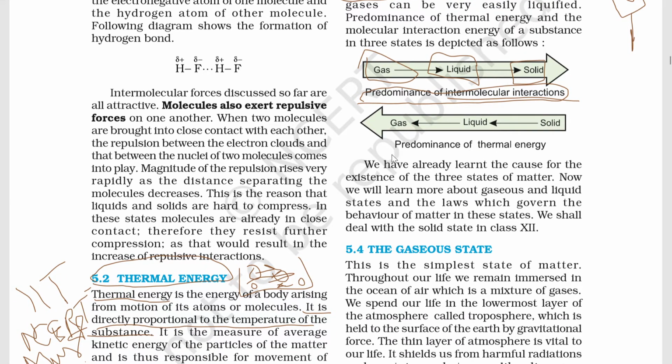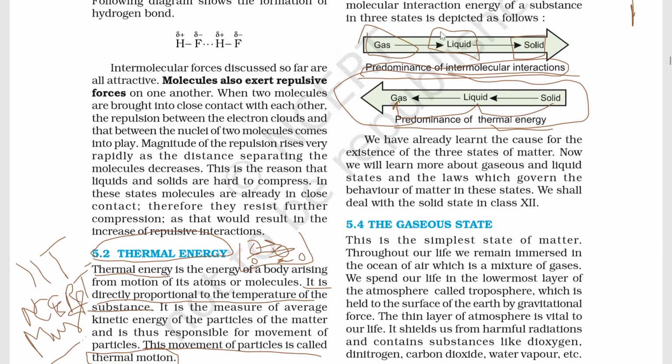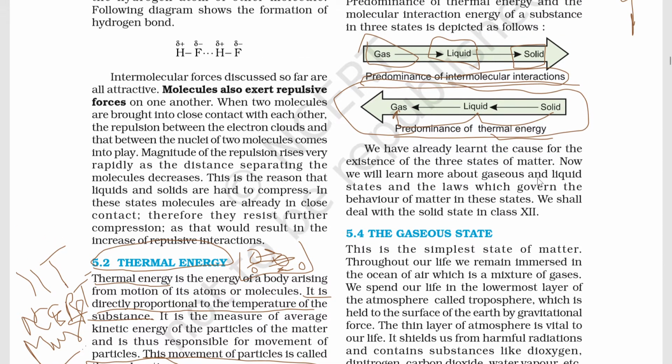Now, when it comes to thermal energy, when you increase the thermal energy, it means heat energy. So what happens when you heat ice? It becomes liquid. If you heat again more, then it will become gas. This is easy. We have already learned the cause for the existence of three states of matter.